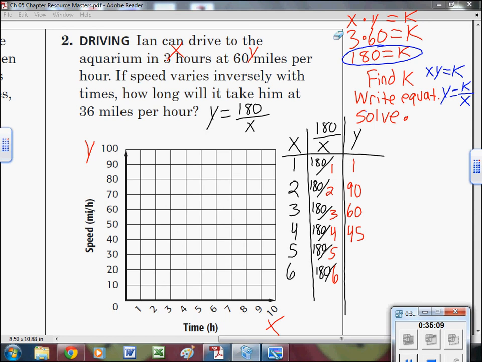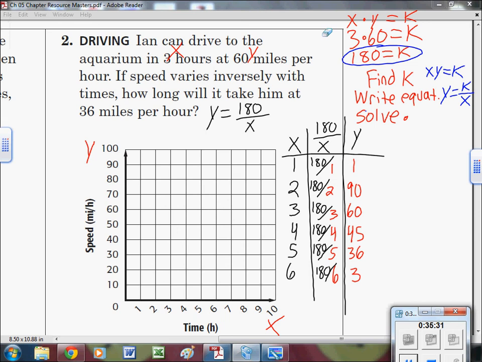180 divided by 5. Well, 10 goes into 180 18 times. 5's half of 10, so it's going to go in twice as many times. So twice of 18 is 36. So 5 goes into 180 36 times. And then 180 divided by 6, well, we did that up here. So that's going to be 30. So we've got each of our values. We now have ordered pairs that we can graph on our graph.